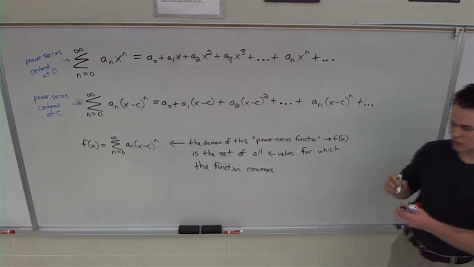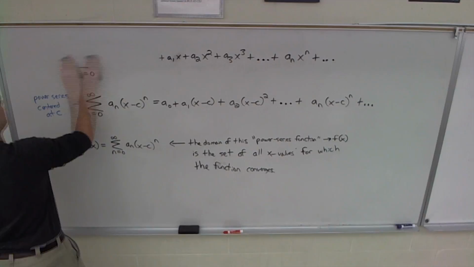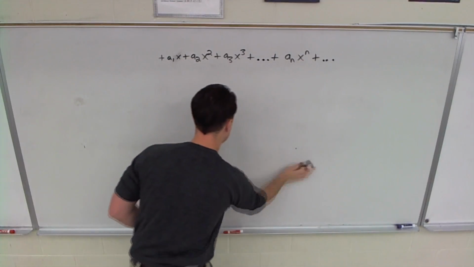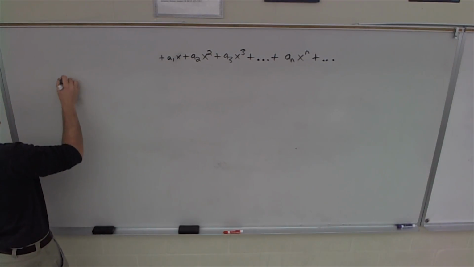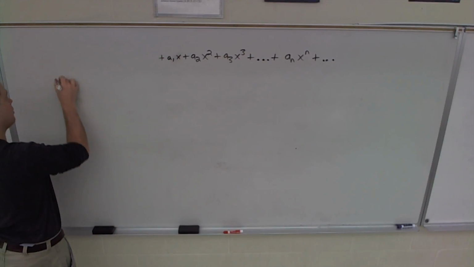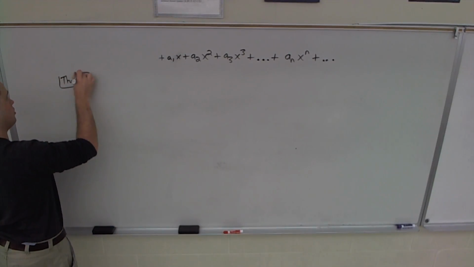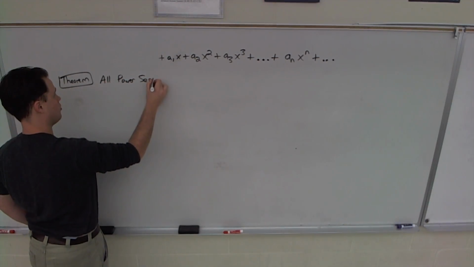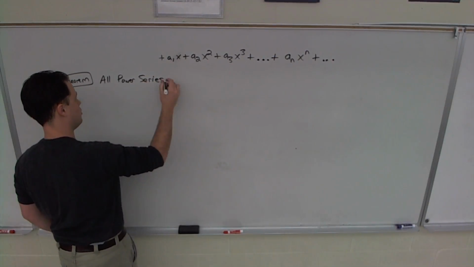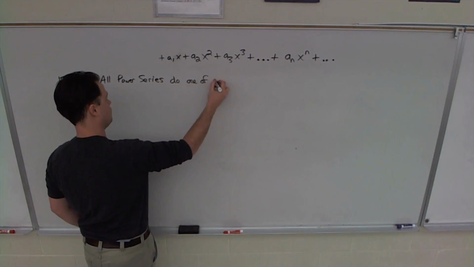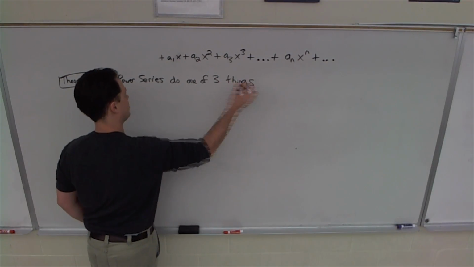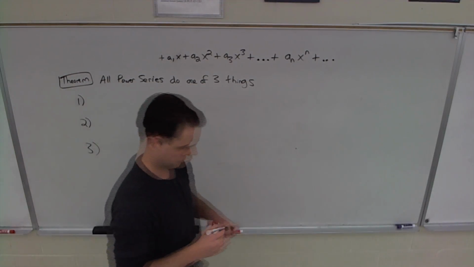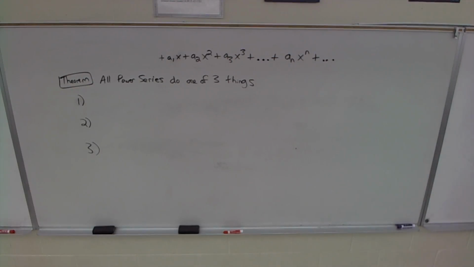So I'm going to write this down as 3 rules. Let me start this out. Oh, I should have left that first one up there. I'll put it back. So I'm going to say, this is like a theorem. All power series do one of 3 things. There's no exceptions.